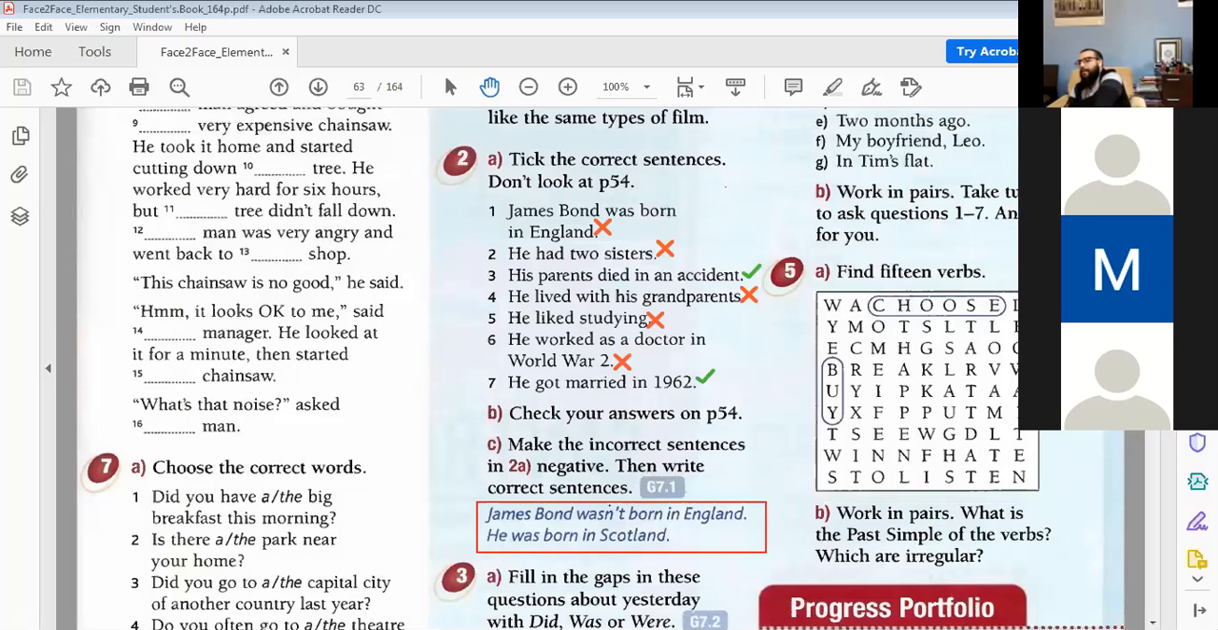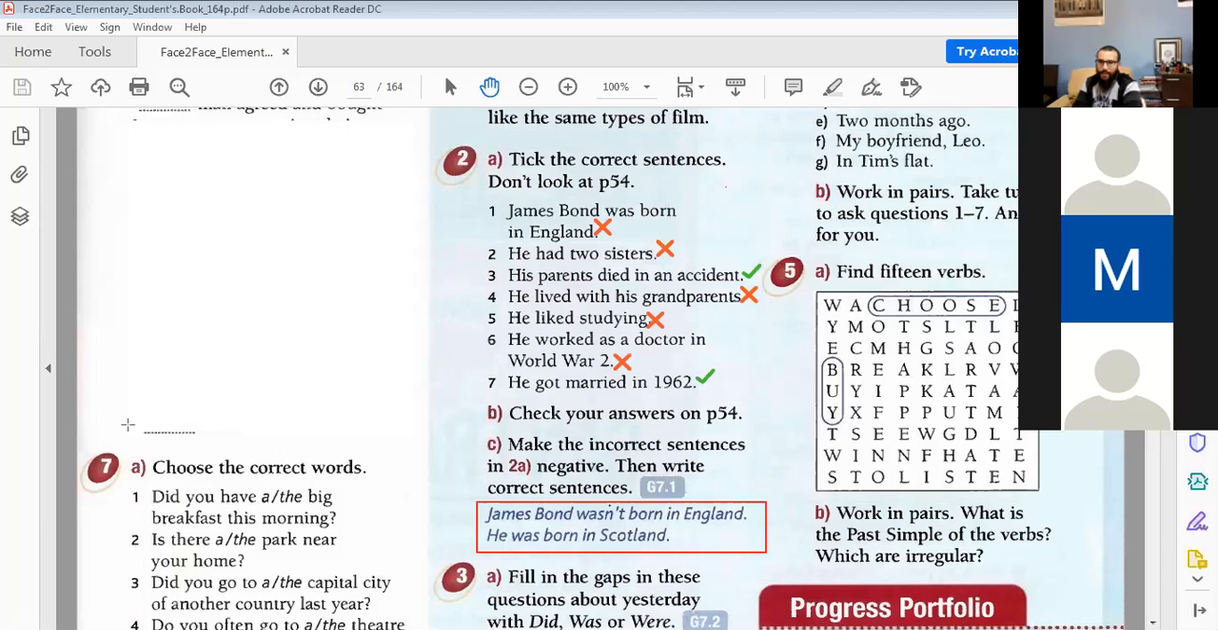Very good. Okay, apply the same rule in number 2, Manal. How would the correction be? He didn't, right? Have. Very good. He didn't have 2 sisters. That's right. That's correct. Okay, let's write it here. So he didn't have 2 sisters. Very nice. So what's the correction?